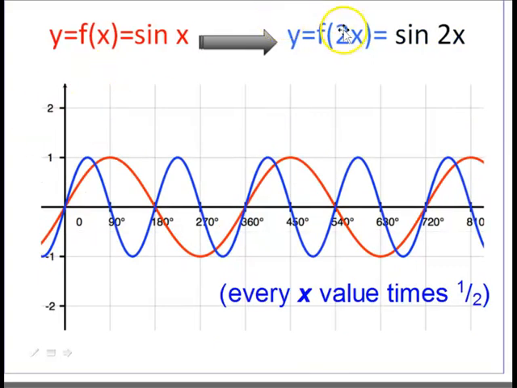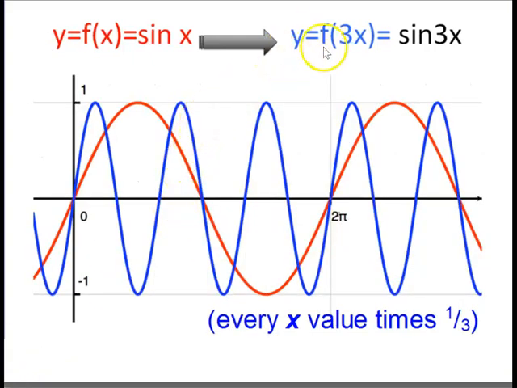Here we see the 2 this time is on the inside. So y is equal to f of 2x, or y is equal to sine 2x. This time, every x value was multiplied by a half, the reciprocal of 2. Notice here that our y values have not changed. So we still have a maximum of 1 on our y-axis and a minimum of minus 1. So the range is still between 1 and minus 1.